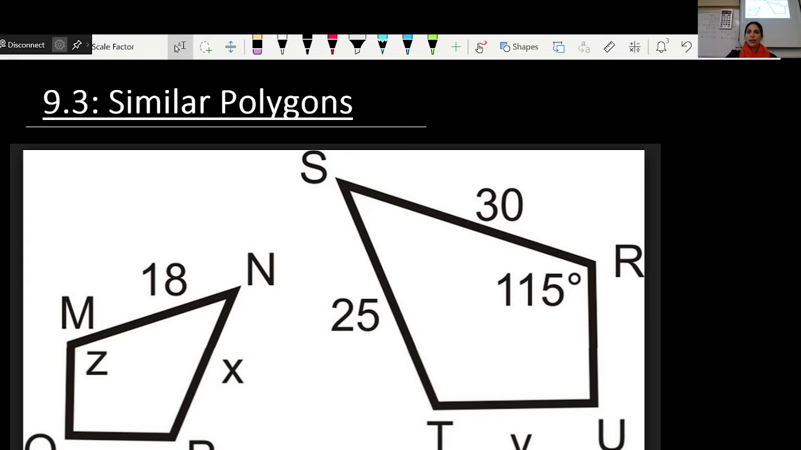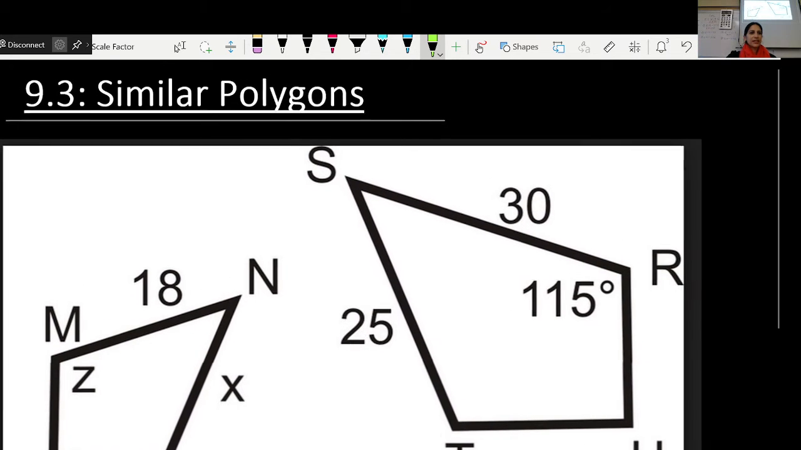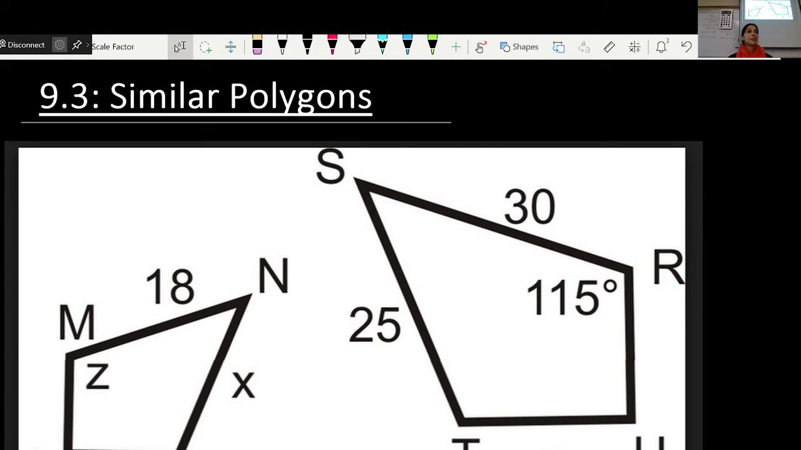Okay, we are looking at 9.3, which is similar polygons. And yesterday we looked at similar triangles. So this is going to be a fairly quick lesson because you're going to find that there's quite a few similarities between what we did with the triangles and now polygons.